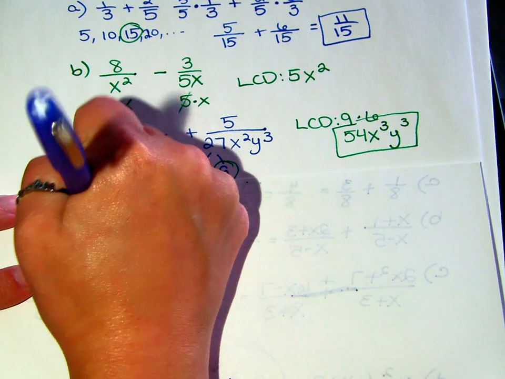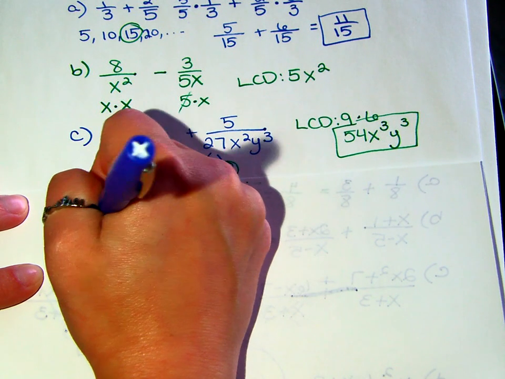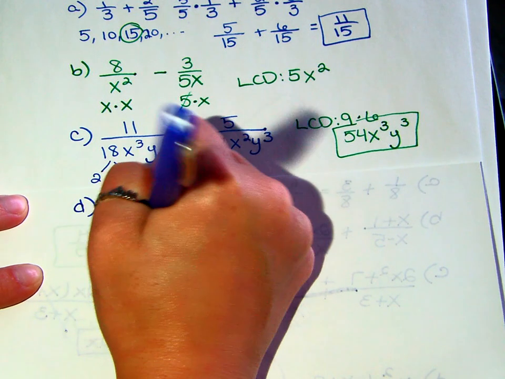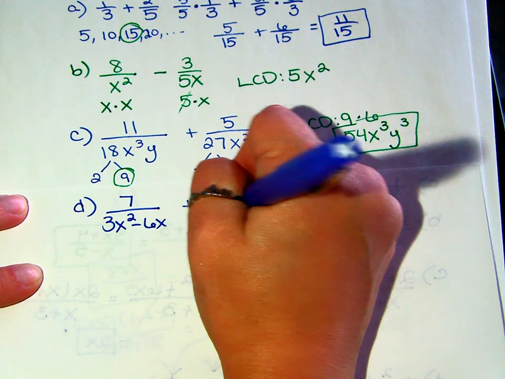D will be 7 over 3x squared minus 6x. Plus, I'm going to write the denominator first because I like to center my top.